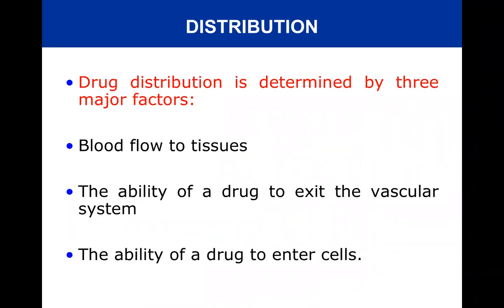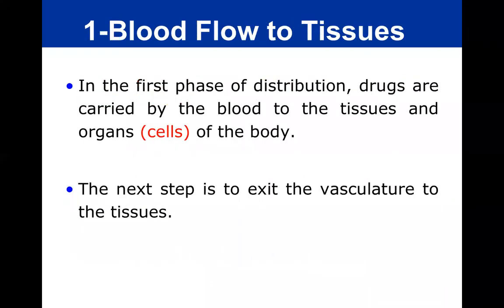Drug distribution is determined by 3 major factors. First, blood flow to tissue. If there is good blood flow to tissue, there will be good distribution. Second, the ability of a drug to exit the vascular system. Third, the ability of a drug to enter the cells. These are the 3 important major factors that affect the distribution.